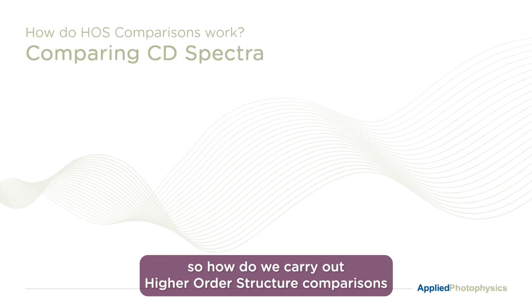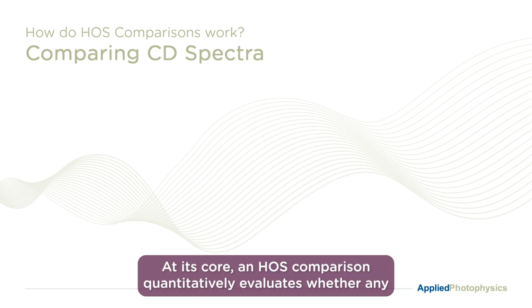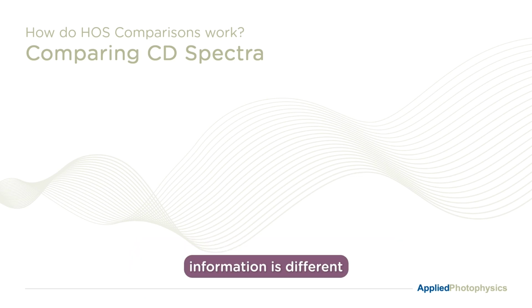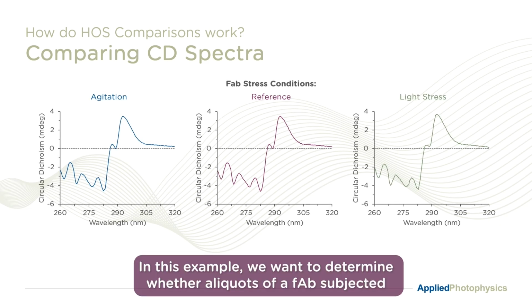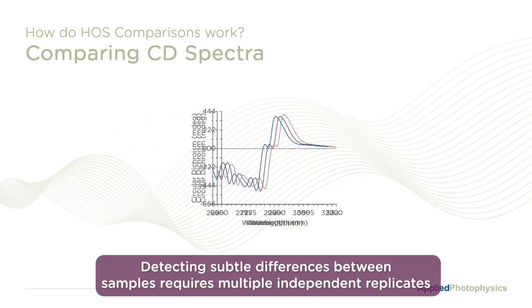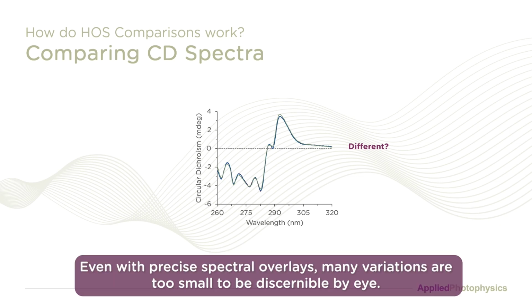So how do we carry out higher-order structure comparisons of biotherapeutics? At its core, an HOS comparison quantitatively evaluates whether any pair of spectra differ, and by extension, whether their underlying structural information is different. In this example, we want to determine whether aliquots of a Fab subjected to various stress conditions are structurally different. Detecting subtle differences between samples requires multiple independent replicates and robust statistical analysis. Even with precise overlays, many variations are too small to be discernible by eye.